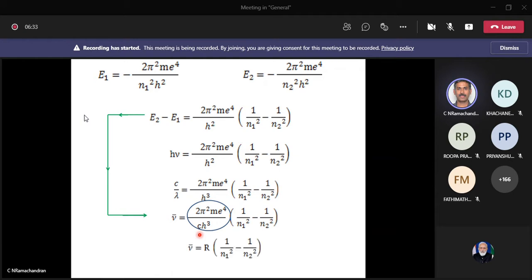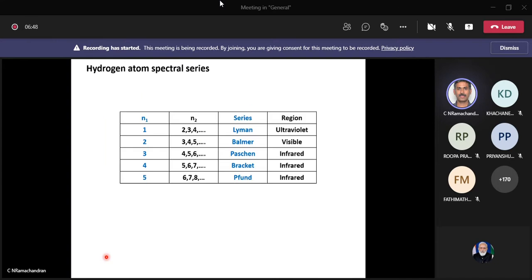in terms of wave number, that is equal to 1 by n1 square minus 1 by n2 square. All these are values; if you substitute them, you will get a constant called the Rydberg constant. By this way you can calculate the energy difference. Once again, this is the first chapter of your 11th.